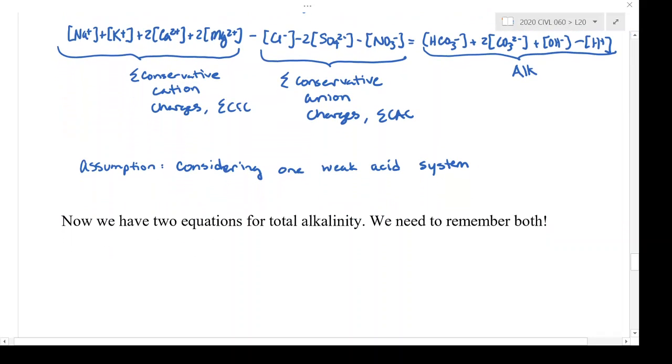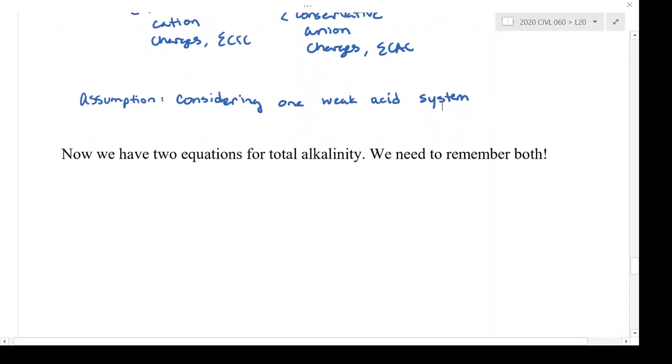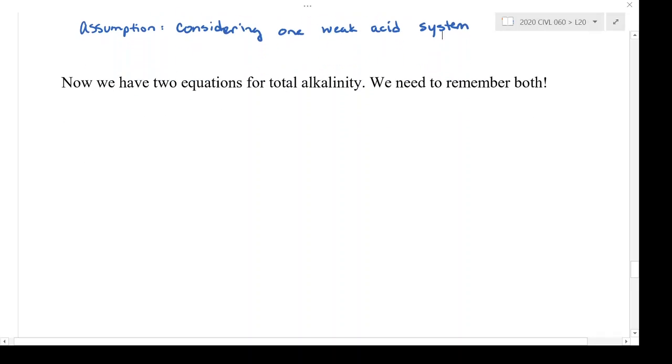Okay, so now we have a couple of different ways of expressing alkalinity, and I'd like to put them all here just so that you have them all in one place. And so we have the first one that we came up with, which is alkalinity is equal to bicarbonate plus 2 times carbonate plus hydroxide minus hydrogen ion.